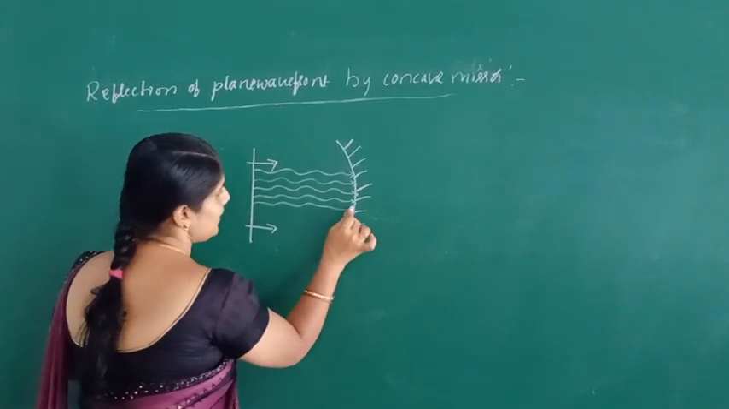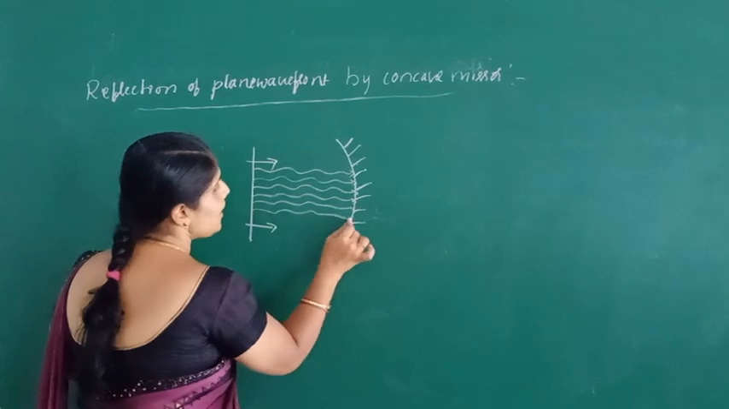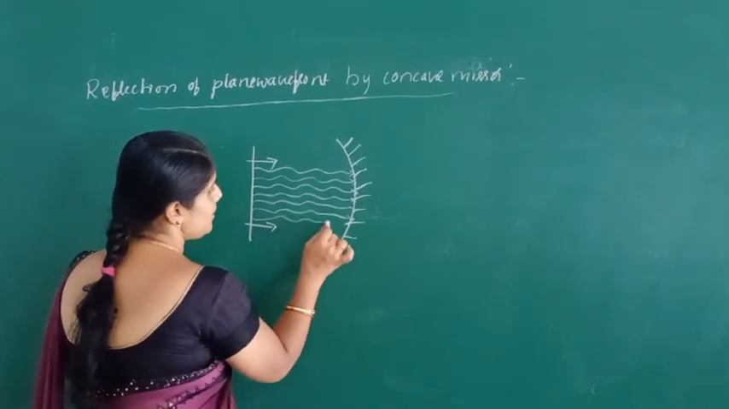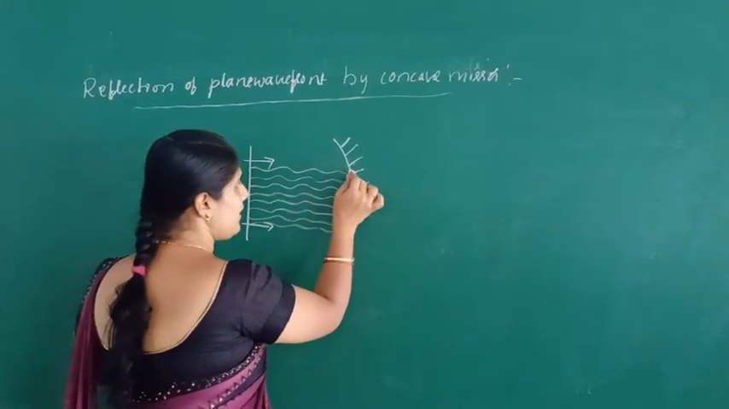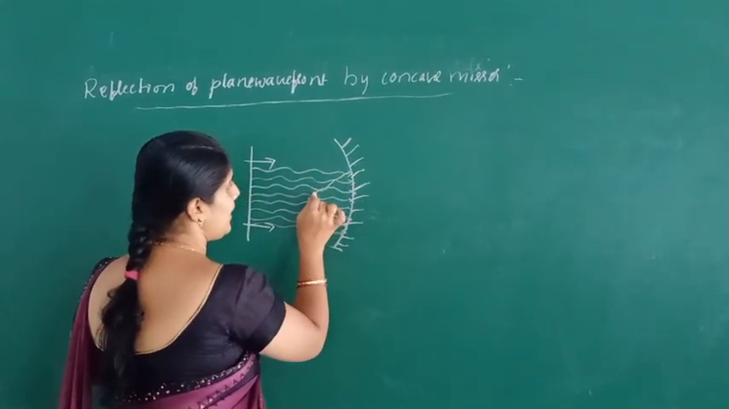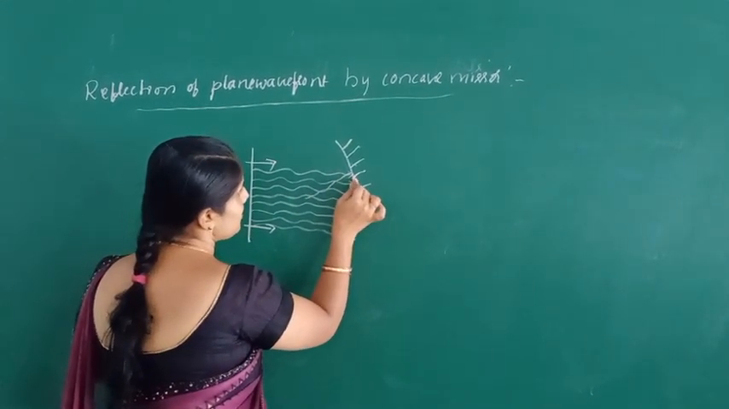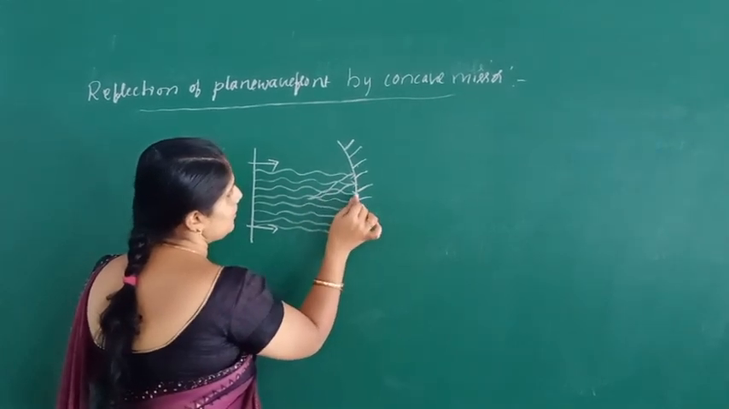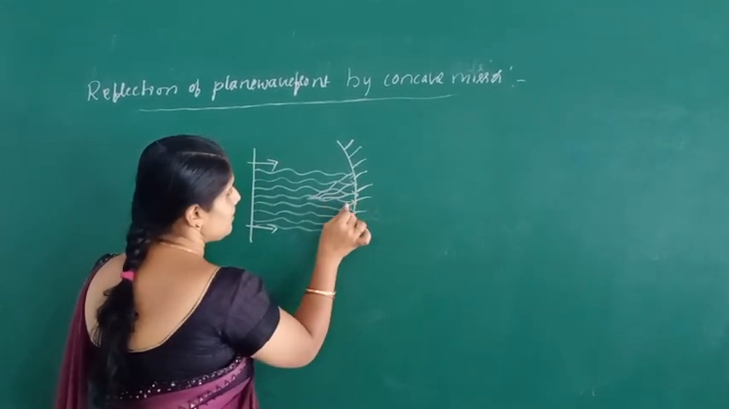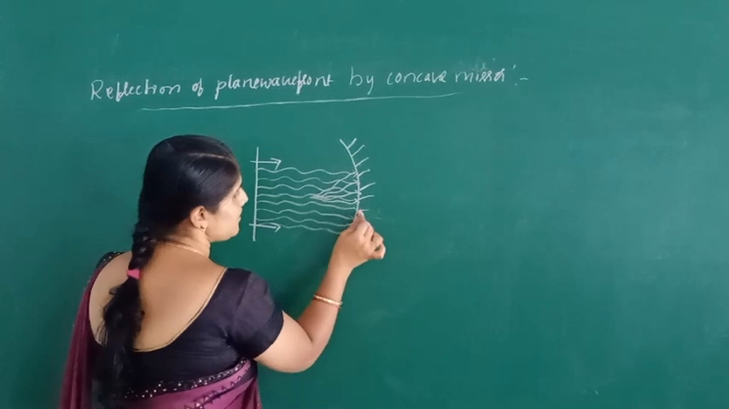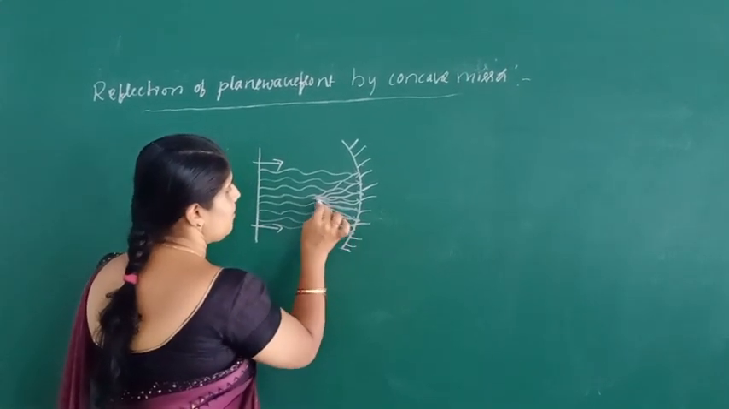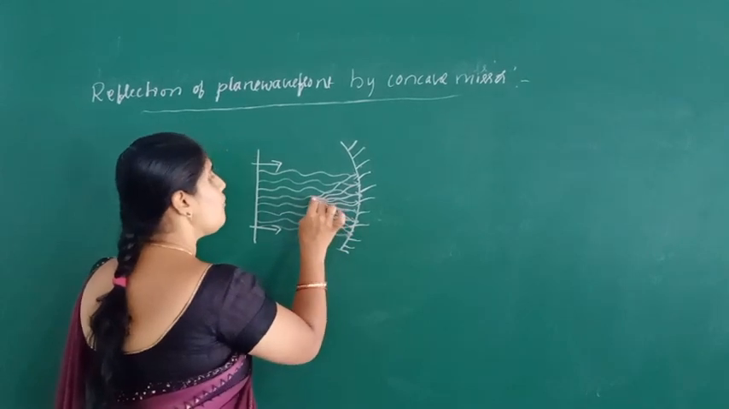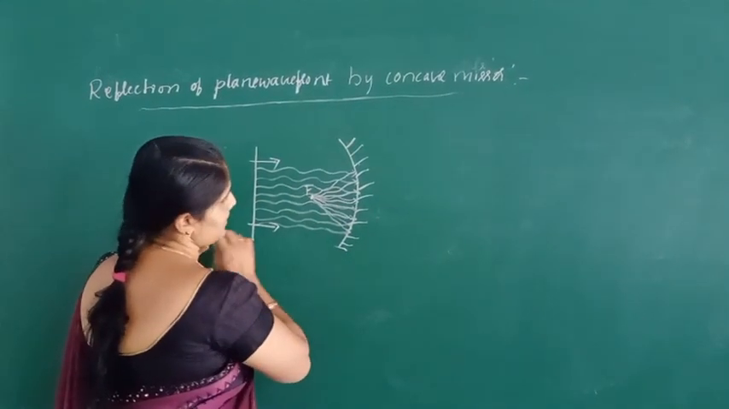When the light is incident on the concave mirror, generally what happens? It undergoes reflection. After reflection, the reflected rays get focused at a point. Let us call this point the focus, the principal focus.